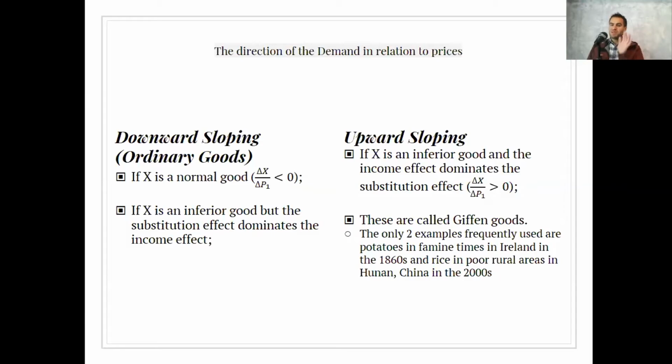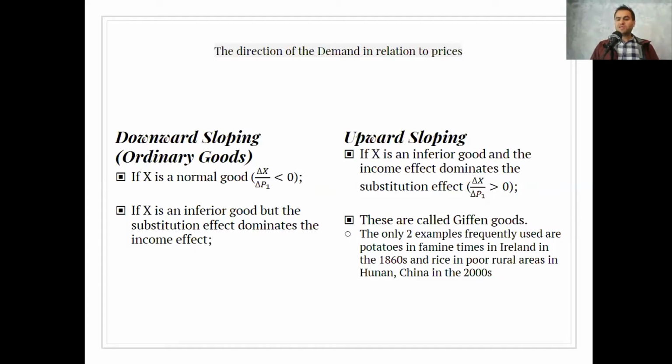But there is a special category, just a couple of examples that we have found through history, that have a very strange demand curve. These goods, called Giffen goods, have upward sloping demand, which means that the demand, instead of being downward sloping, is upward sloping and looks like the supply curve. And Giffen goods don't follow the law of demand.